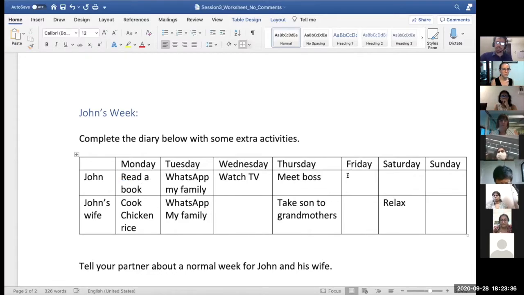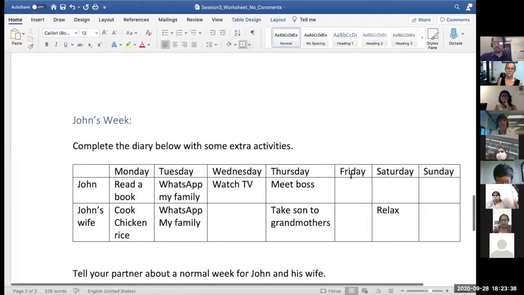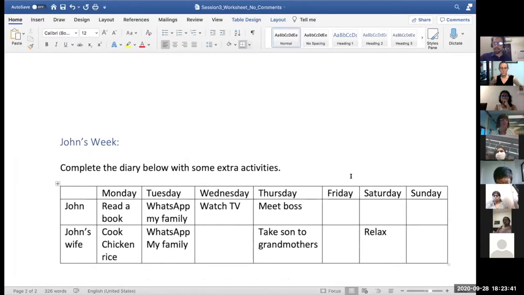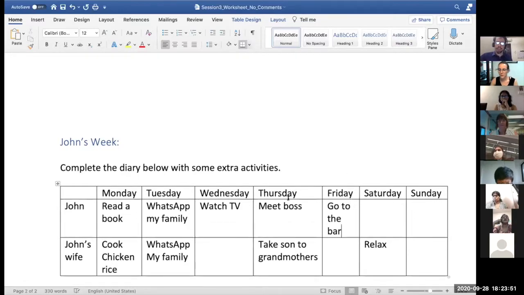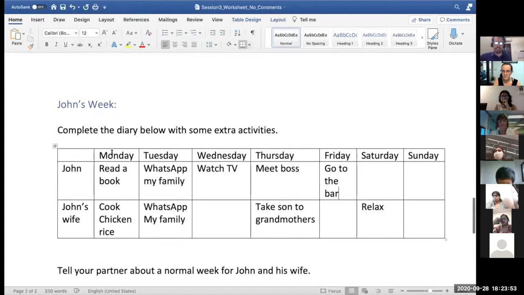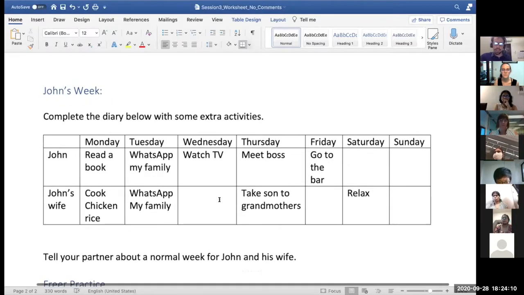Okay. What could he do on Friday? Go to the bar. Okay, so we got John's diary. With your students, you could fill in more spaces if you want to review vocabulary. So for example, if you've done sports last week, you could ask them, oh, what's that game where you hit it, and recycle some vocabulary. I'm not going to fill this all in for now.